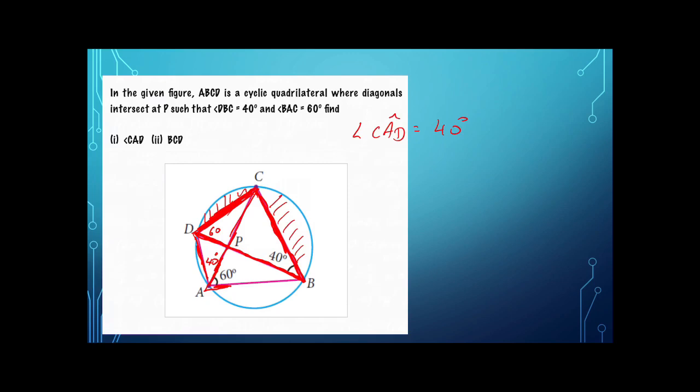And BCD. Now BCD is this angle here, and it's the opposite angle in a cyclic quadrilateral to this angle here. And that angle is 100. So this must be 80 because they add up to 180. So angle BCD is 80 degrees.